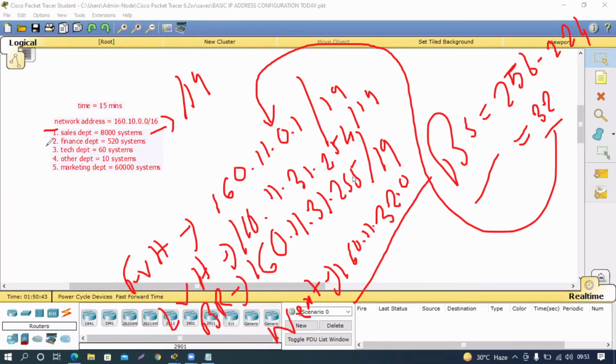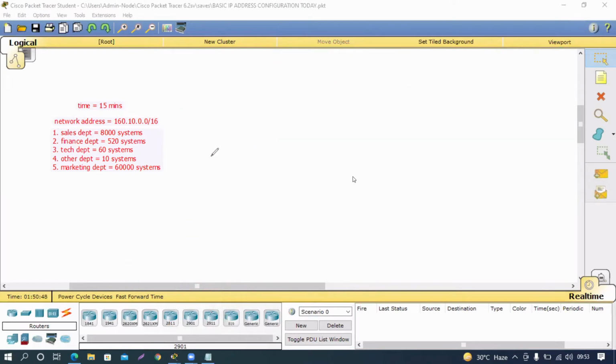Which one are you doing next? Finance department, right? Yes, sir. For the finance department, what is the value you are taking? 2 raised to the 10, which is 1022 hosts. So we are taking slash 22, I guess. Right? Yes, sir, slash 22.